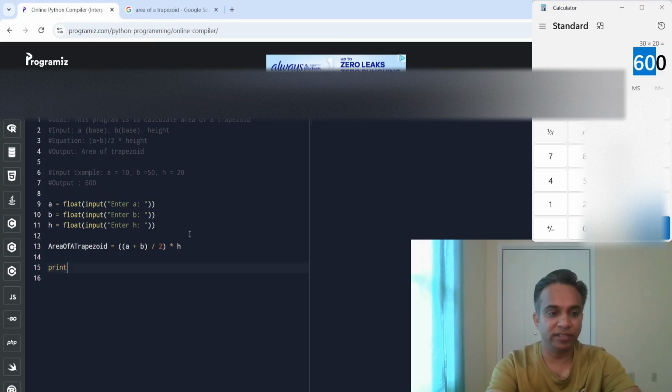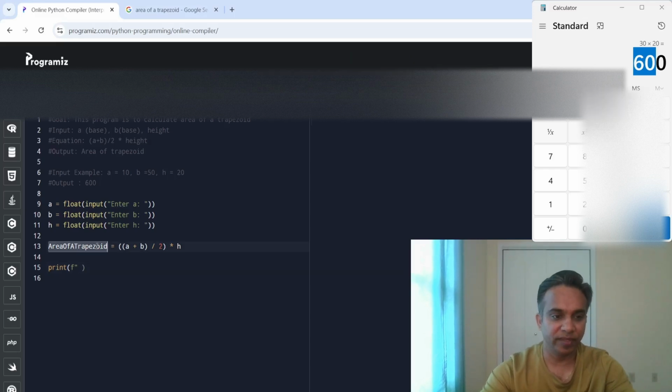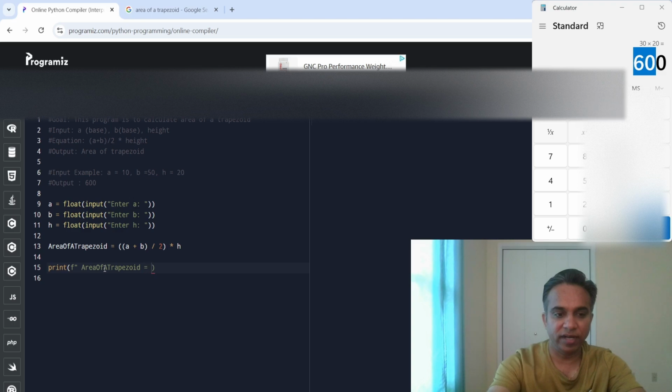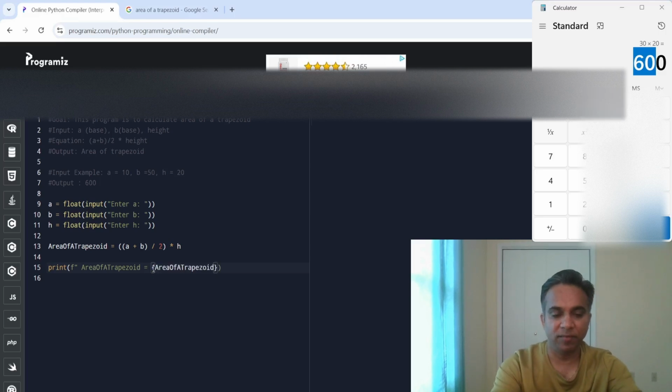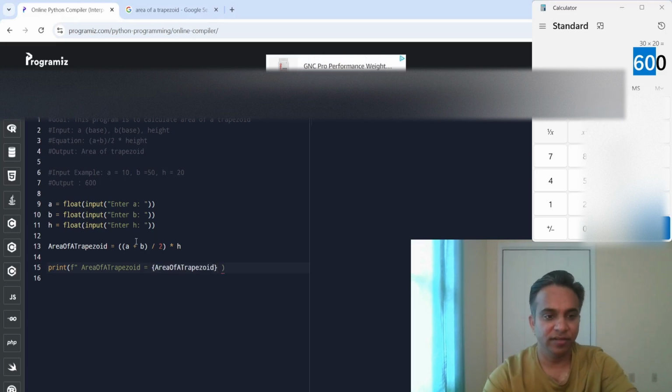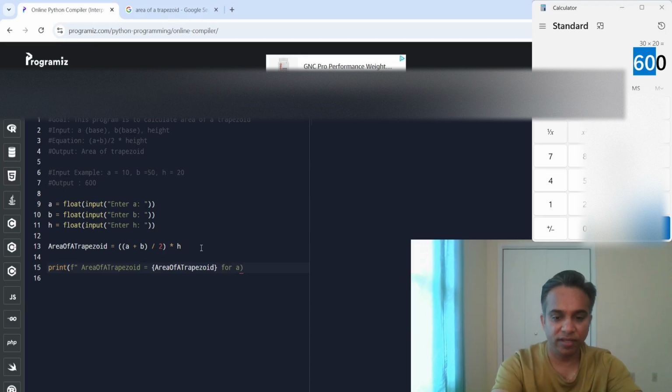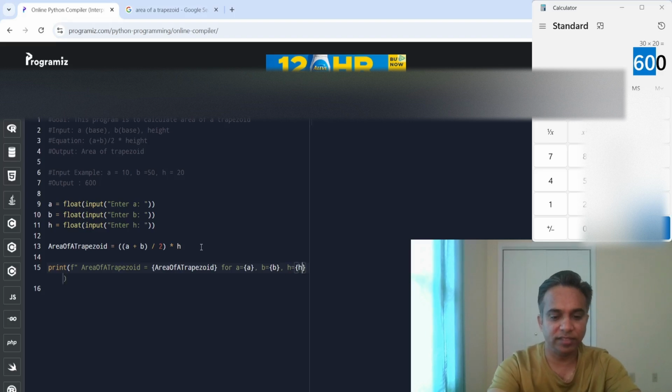And the output is calculated, and here we can say print f, and we are going to say area of a trapezoid equal to curly brackets, and here we say a equal to a, b equal to b, and h equal to h, and this is where we will complete our code.